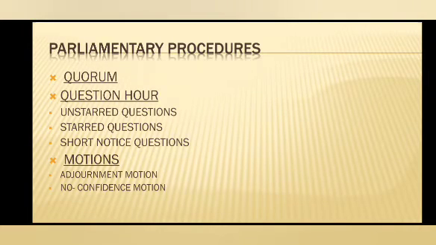Quorum. Quorum is the minimum number of members to be present in the House before it could transact any business. As per rule, 1/10 of the total membership of each House constitutes the quorum. The present strength of the Lok Sabha is 545, hence 55 members constitute the quorum. The present strength of Rajya Sabha is 245, hence 25 members constitute the quorum.